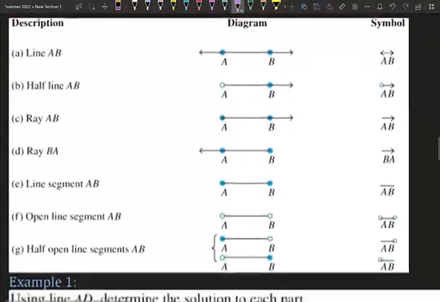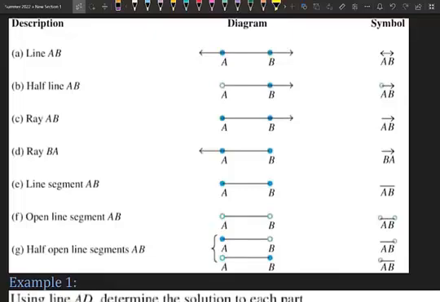Alright, descriptions. So we have line AB, half line, ray AB, ray BA, line segment AB, open line segment AB, and half open line segment. So go ahead and pause the video and look at each diagram and the symbol for them.